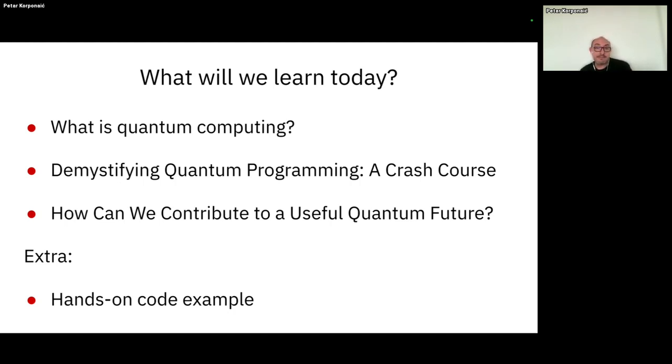And after this main session, we will have an extra session, which will be a hands-on code example, where I will solve one very simple problem on a quantum computer. So this is the plan, and let's go. I have many slides in this presentation, so I hope it will fit into 1 hour. So let's start.